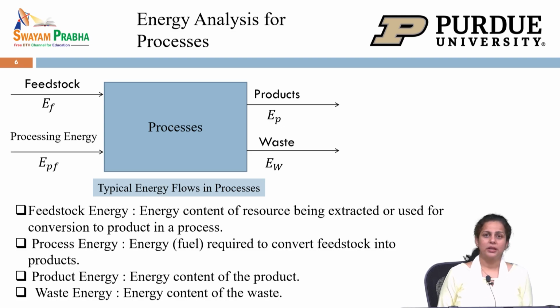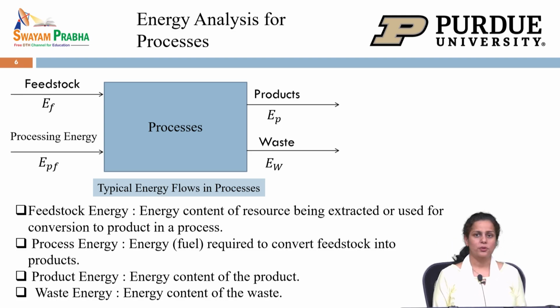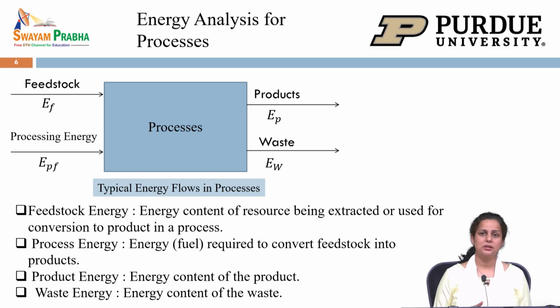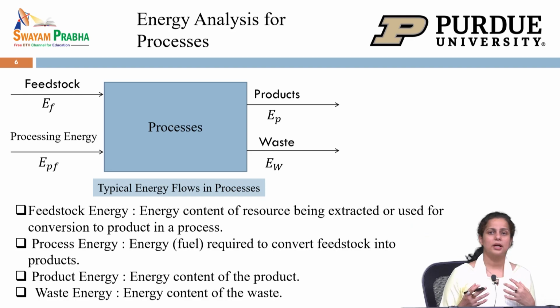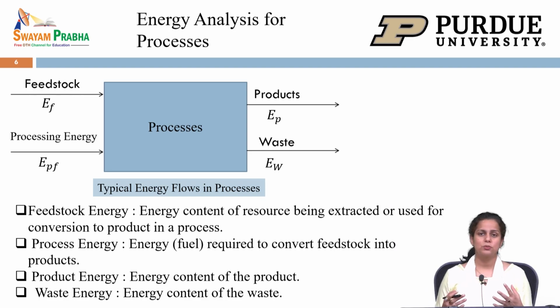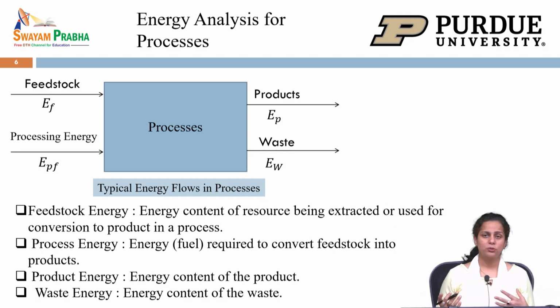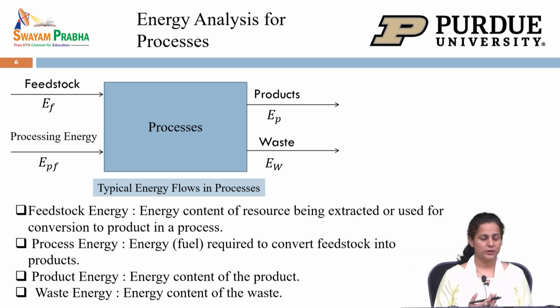So, to get started with energy analysis for processes, we consider the natural flows. If you look at a process, there are inputs and outputs. If you remember, whenever we started with an LCA, we looked at the inputs and outputs. Inputs could be the raw material, and the outputs are the products or co-products or the waste. Similarly, for the energy flows, we will first look at what are the inputs and outputs in terms of energy.